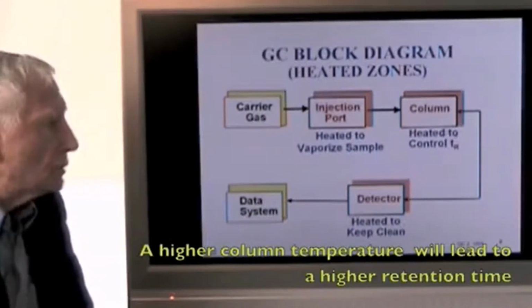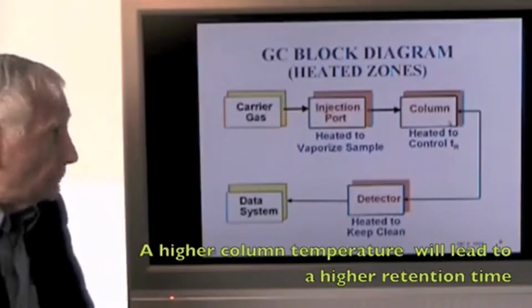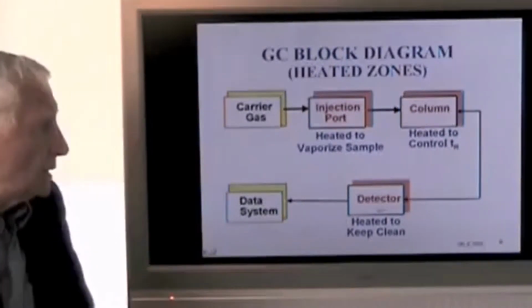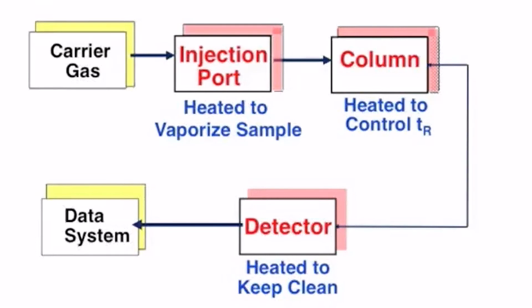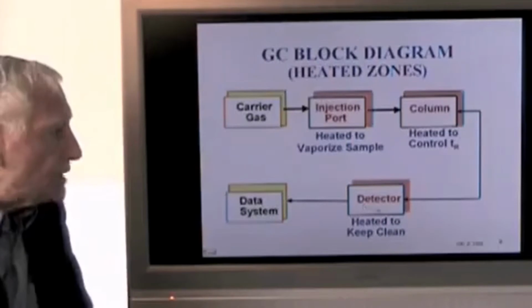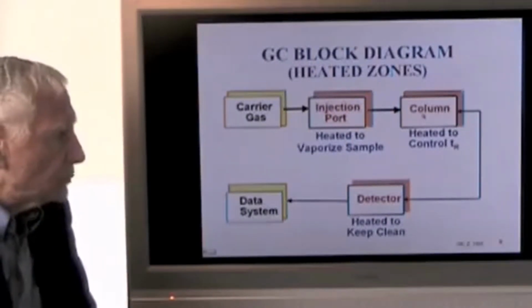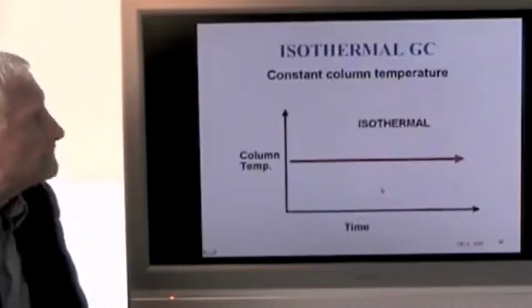Lower temperature, longer retention time. Higher temperature, shorter retention time. And finally, the detector is heated simply to keep it clean. We do not want to have either the sample coming from the column or the column bleed coming from the column to contaminate the detector. So the detector is always heated slightly hotter than the maximum column temperature, simply to keep it clean.